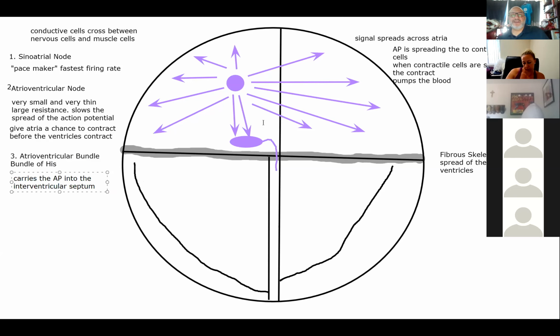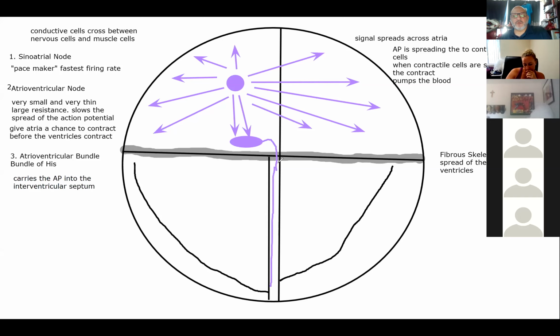This bundle of His happens to be the location where most of our heart blocks occur. So one of the things I don't know if we'll get a chance to talk about is heart blocks, type 1, type 2, and type 3. Those heart blocks typically occur here in the bundle of His, because this is one of the most narrow regions for it. Now, once it enters the septum, then that bundle of His branches.